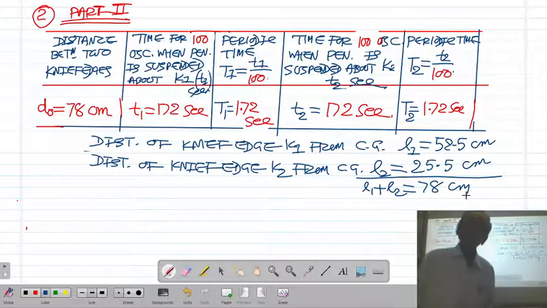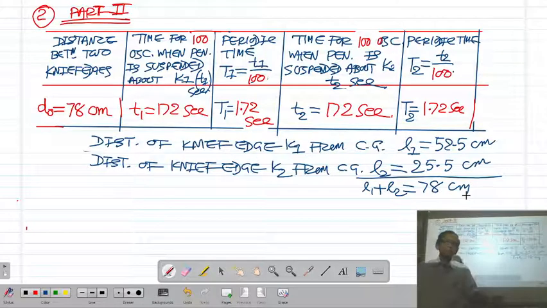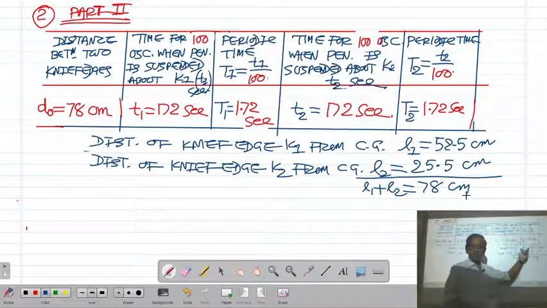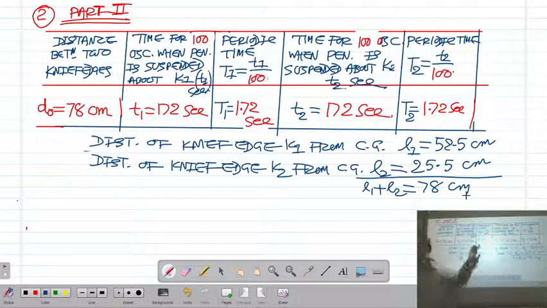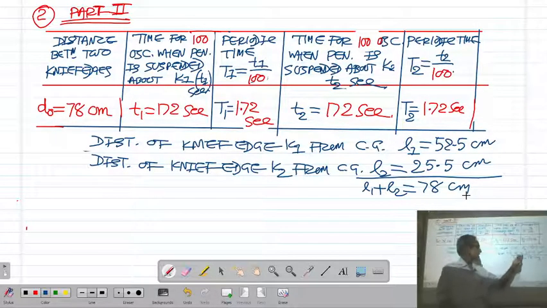Put the pendulum on the horizontal knife edge and find the balance point, the center of gravity. From the center of gravity, measure the distance of knife edge K1 near to the wooden block, that is 52.5 centimeters, and the distance of knife edge K2 near to the metallic block, that is 25.5 centimeters. The total distance between the two knife edges K1 and K2 must be 78 centimeters.